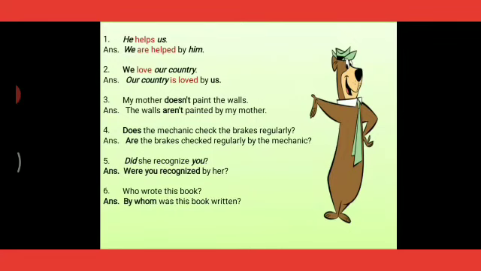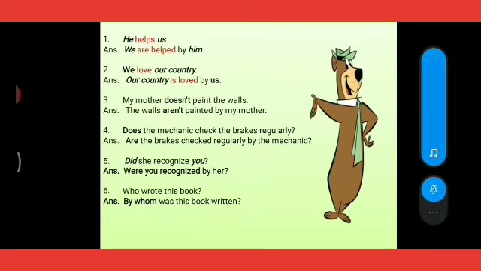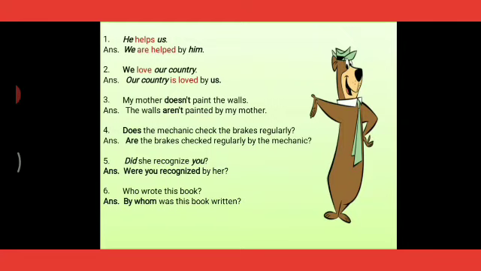Sixth one is, who wrote this book? First of all, a very important thing you have to remember is that who is changed into by whom, and wrote is second form. Second form comes in which tense? Simple past tense. And to change simple past tense into passive voice we need was, were plus third form. So how will we convert it? By whom was this book written?